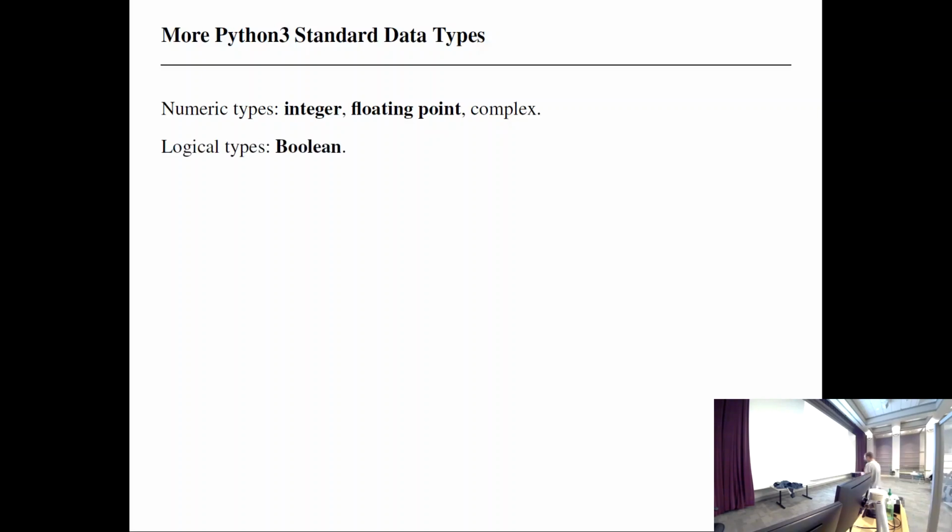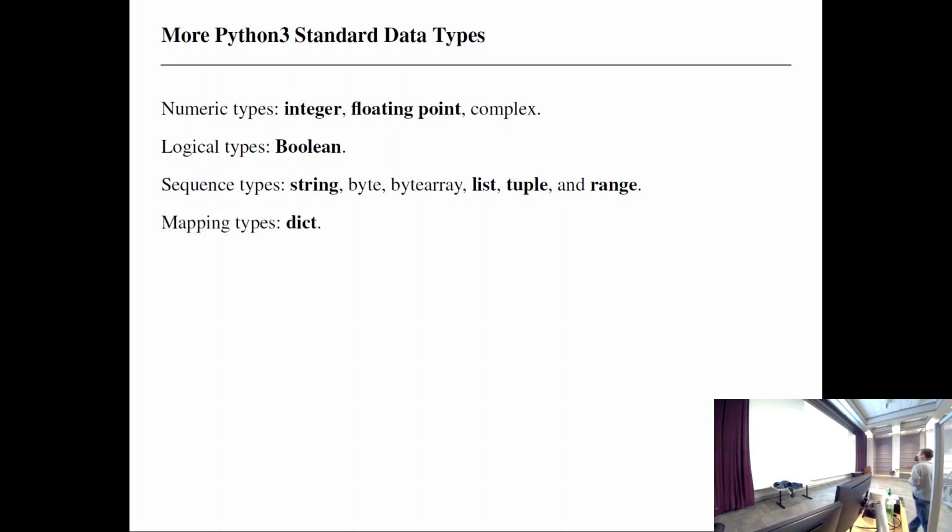Logical types. There's a logical type called Booleans. We'll talk about those. They're important. We'll talk about sequence types. There's a lot of these in Python. Strings are sequence types. Bytes, byte arrays, lists, tuples, and ranges are all sequence types. Sequence types are collections of items that have an intrinsic ordering. All right? So the class list that I have for you is a sequence of data, the data being each of your student records, and there's an implicit ordering, usually alphabetical by last name. This is a sequence type.